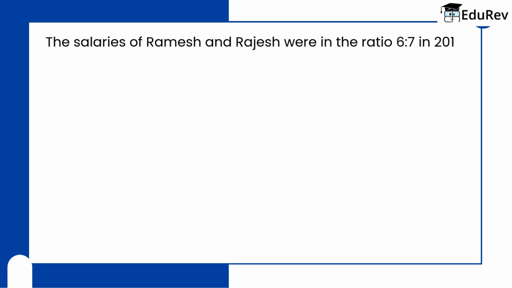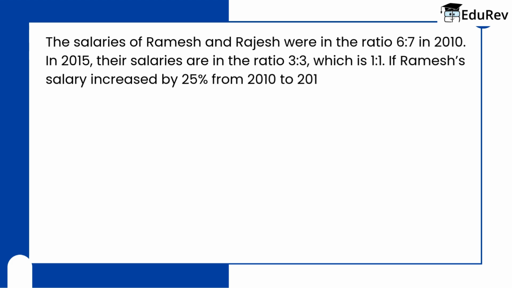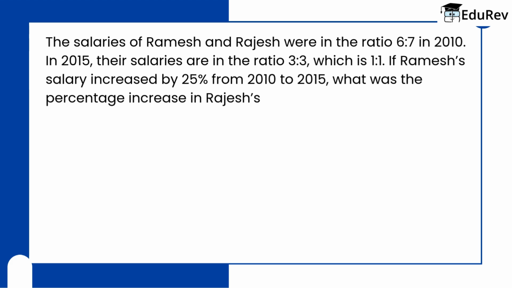Now, what if the parts themselves change by percentages? Let's consider another question. The salaries of Ramesh and Rajesh were in the ratio 6 to 7 in 2010. In 2015, their salaries are in the ratio 3 to 3, which is 1 to 1. If Ramesh's salary increased by 25% from 2010 to 2015, what was the percentage increase in Rajesh's salary? Options are A, 7%, B, 9%, C, 10%, D, 12%.